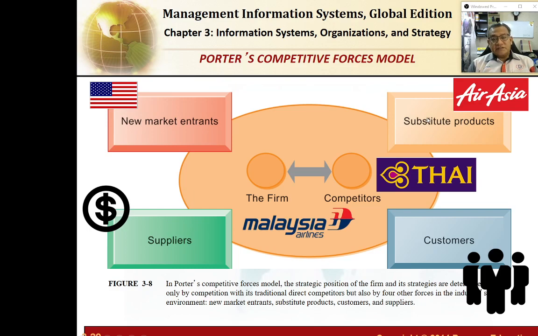the substitute service. Malaysia Airlines also, as a firm, they must also compete with the new market entrants, right? By using IT infrastructure, Malaysia Airlines could open up a new perhaps route to the North America destination, for example, to Los Angeles or to New York, so that they can enter a new market. So by that, Malaysia Airlines needs a good IT infrastructure in order to penetrate a new market too, right?